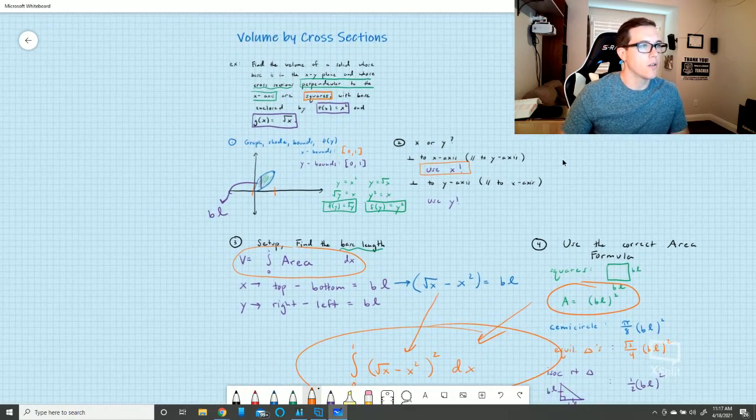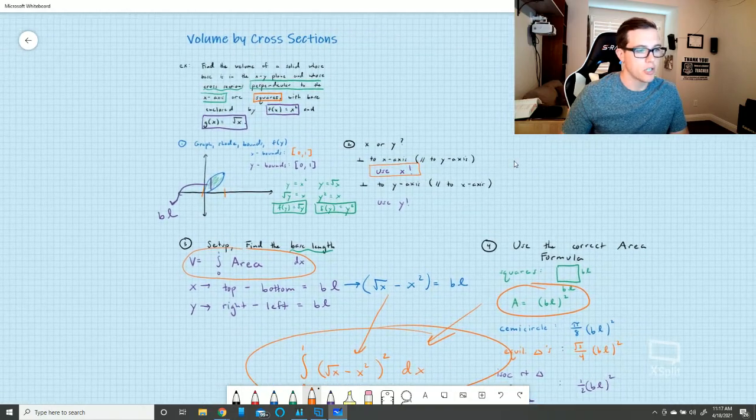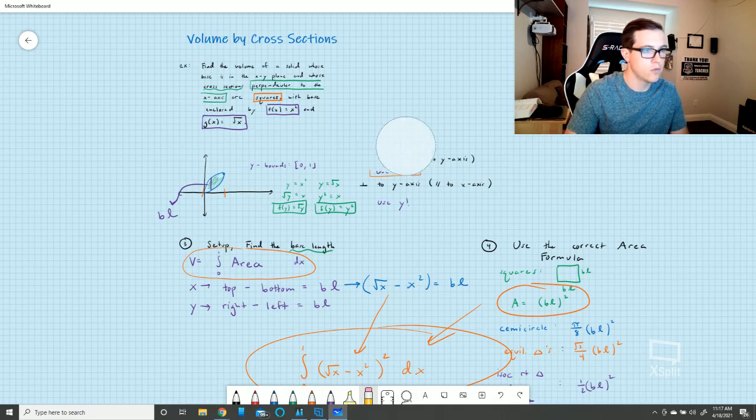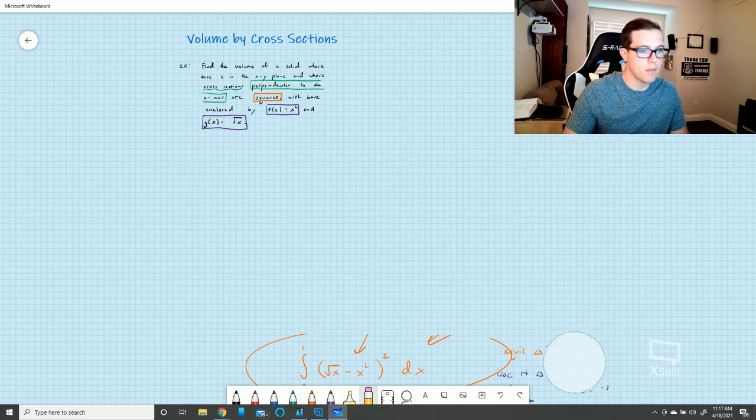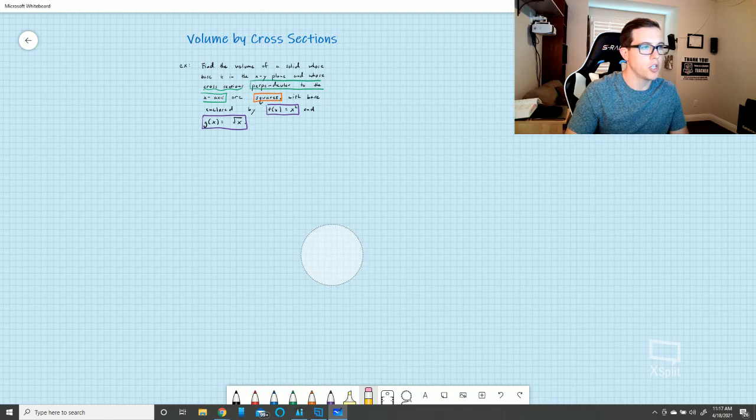All right, let's try another one. Same setup. So I'm actually going to remove all this. We're going to do the exact same equations, but I'm going to change a few things.